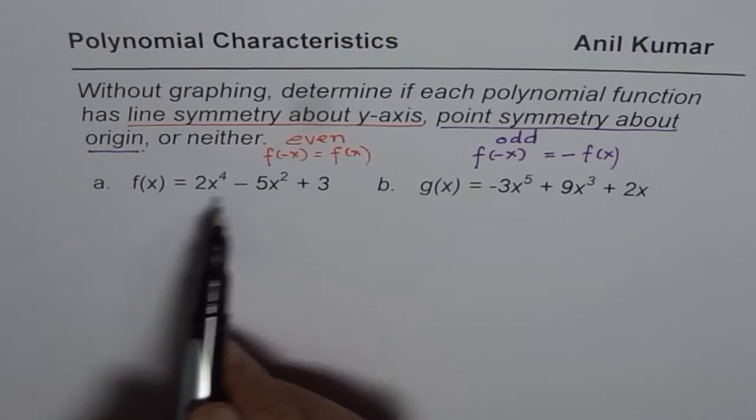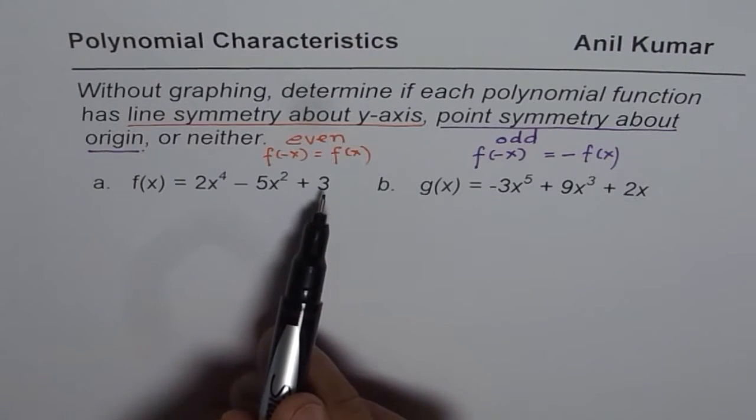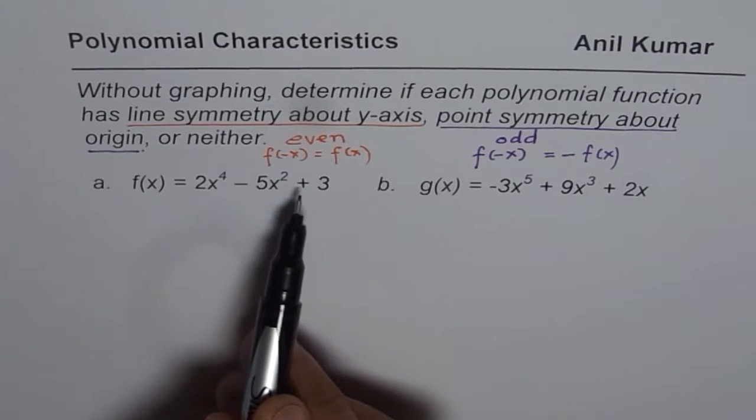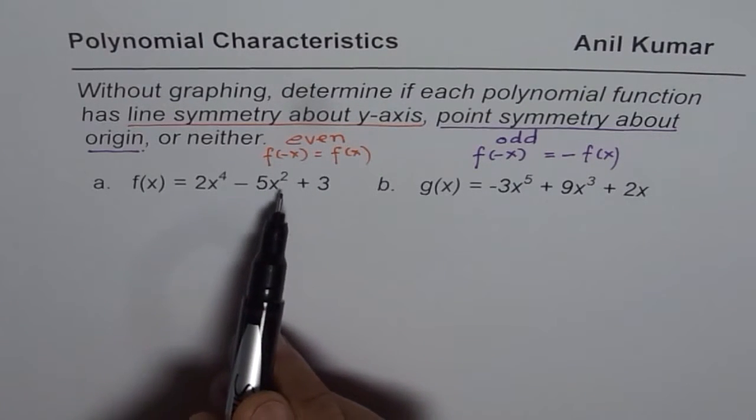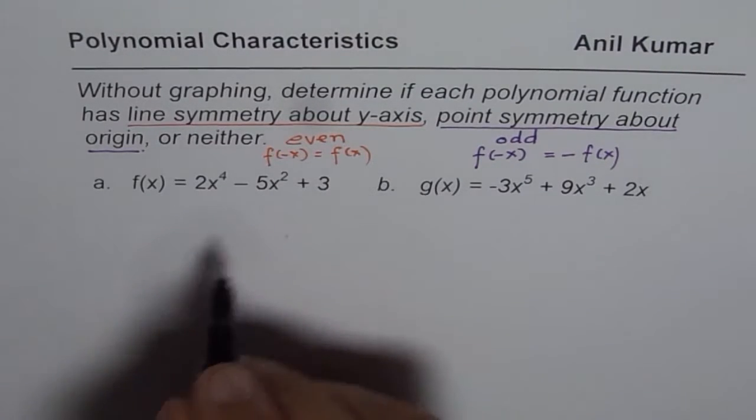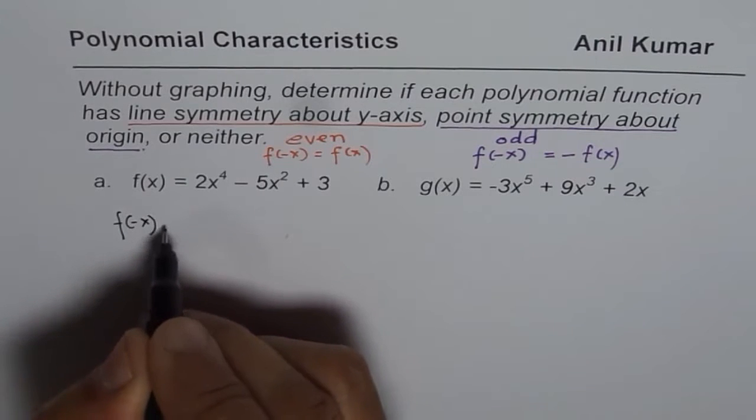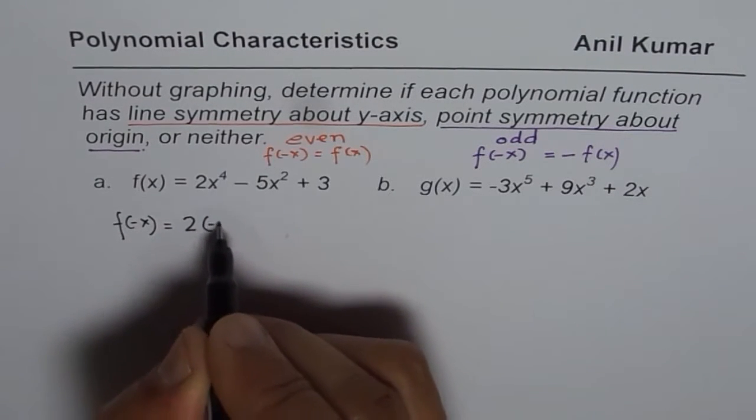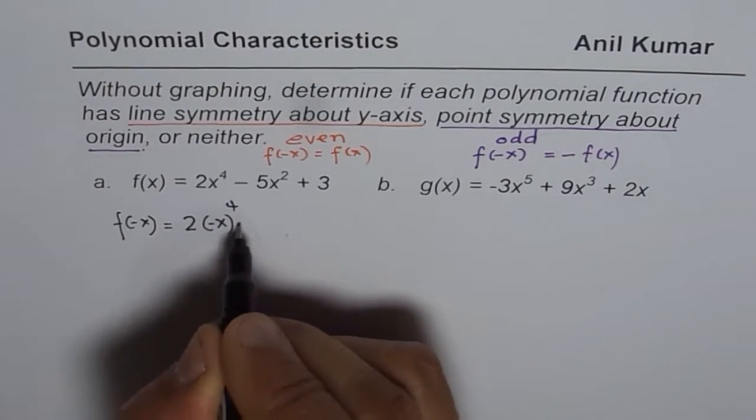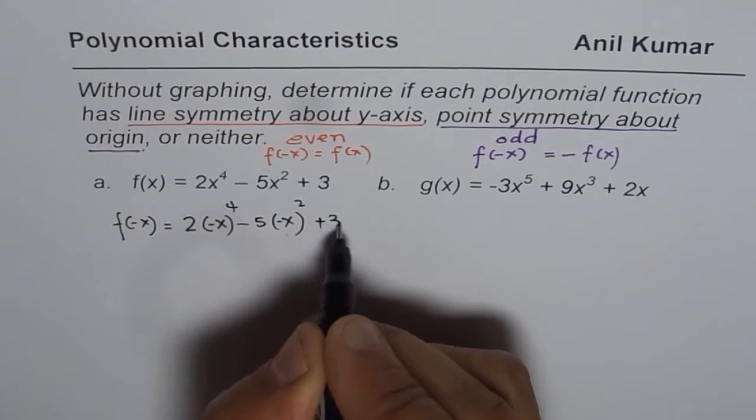When you investigate f of x equals 2x to the power 4 minus 5x squared plus 3, since each term is even, you expect it to be even. Now I'll prove it algebraically. To prove algebraically, we have to find what is f of minus x. Replace x with minus x. So we get 2 times minus x to the power of 4 minus 5 times minus x squared plus 3, right?